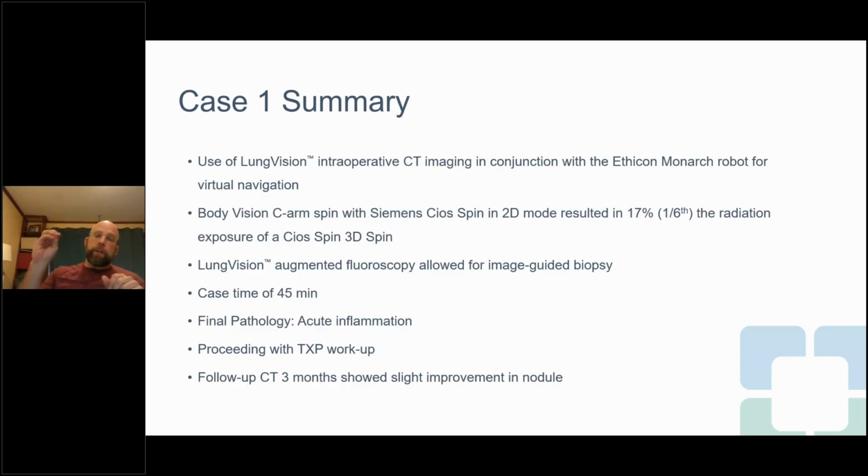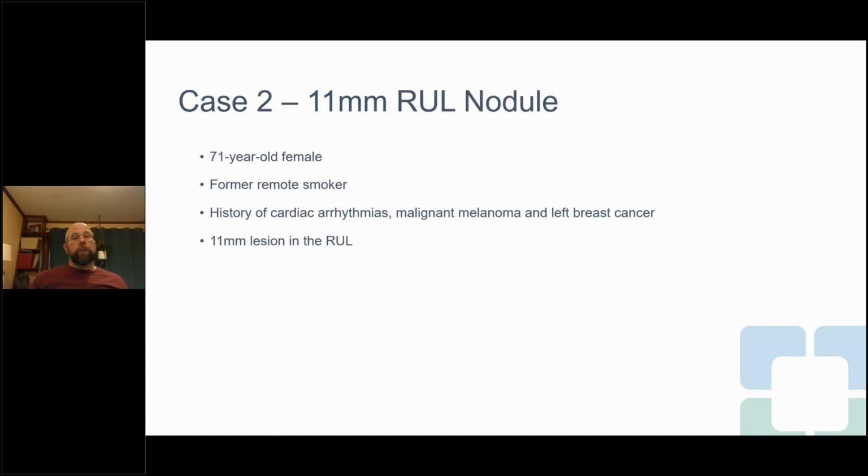So we use this one in conjunction with the Monarch. And we used 1/6 the amount of radiation by using the SIOS in the 2D mode, as opposed to using the SIOS in the full-on 3D spin mode. The case time was reasonable at 45 minutes. Now we got acute inflammation. But what's different about this is we got acute inflammation with an image of a needle in the lesion. And talking with the transplant docs, that gave them the confidence to say, okay, well, let's continue with this workup. A renal transplant workup, as you know, takes a long time. Follow-up CT scan was done 3 months later, and there was improvement in that nodule. Now that patient is on deck, teed up for a kidney transplant.